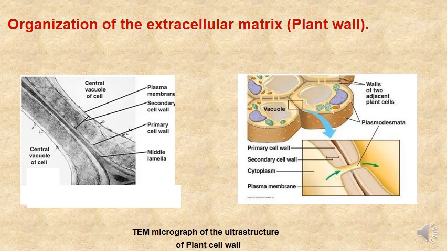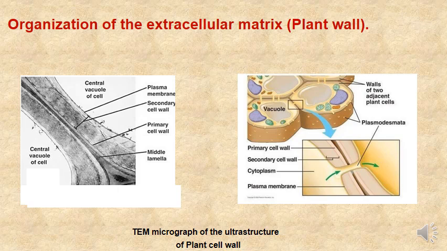The second one, the primary cell wall, is made up of cellulose microfibrils, hemicellulose, pectin, and water. This layer is flexible to allow for cell growth.